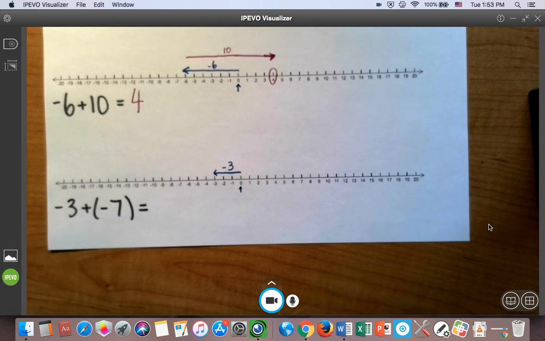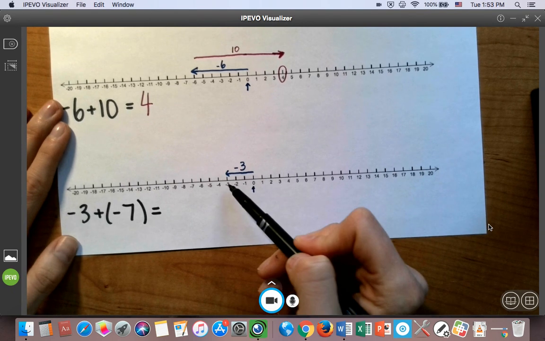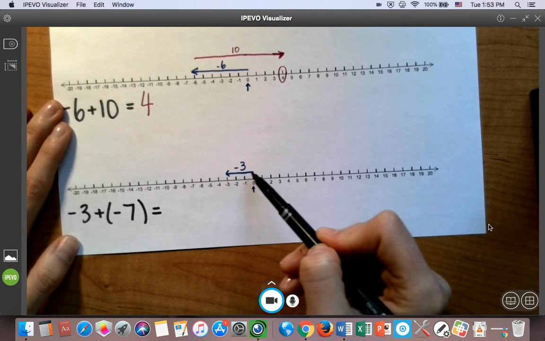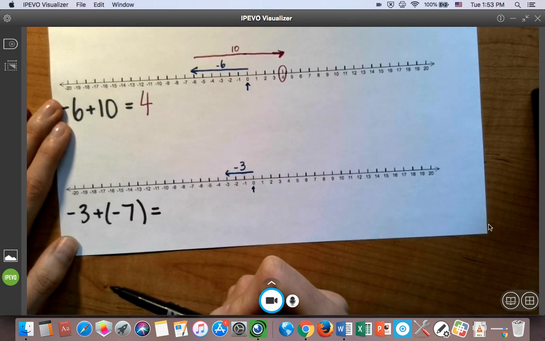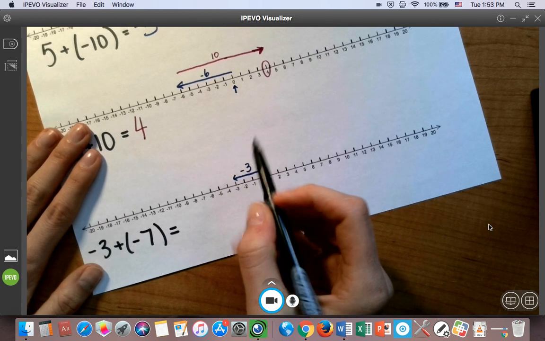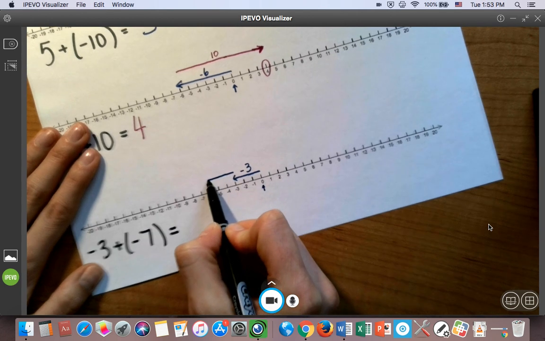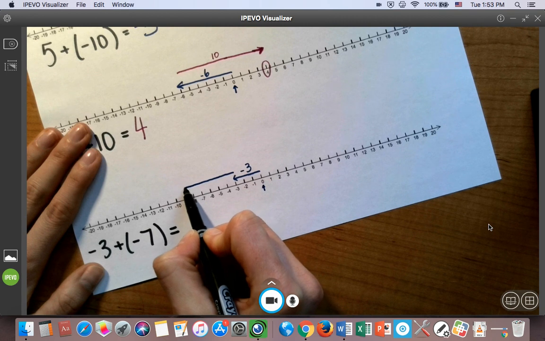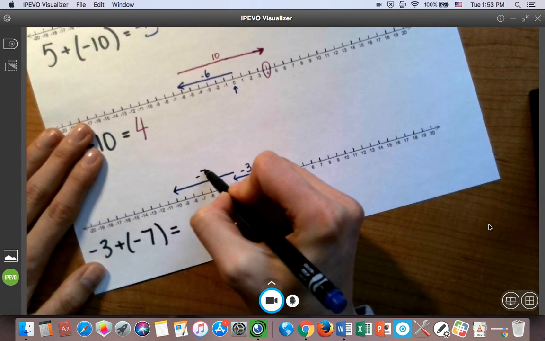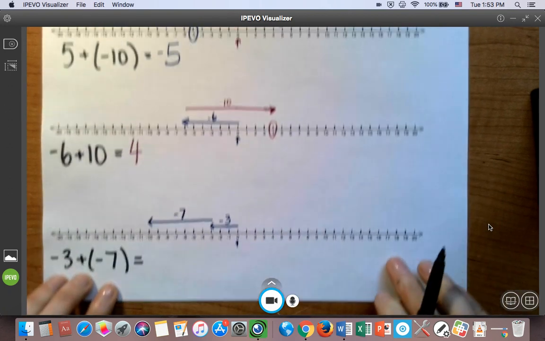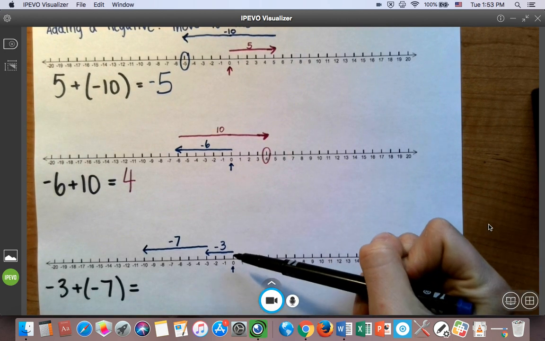This one's a little bit different because I'm going to have to count here, because I'm starting where I ended. I'm still starting at -3 because that's where this arrow ended. My new arrow has to start here, and I'm moving to the left, -7. So let's see. I'm going to count, and I'm going to say 1, 2, 3, 4, 5, 6, 7. Like this.